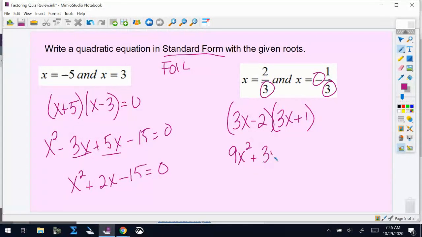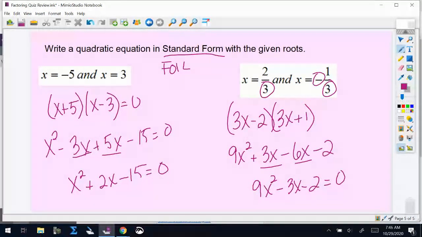3x times 1 is 3x. Negative 2 times 3x is negative 6x. Negative 2. Combine like terms. So your middle terms, 3x minus 6x is negative 3x. And that is the standard form equation. So that takes you through all of the factoring and all of the rewriting that is covered on this quiz.